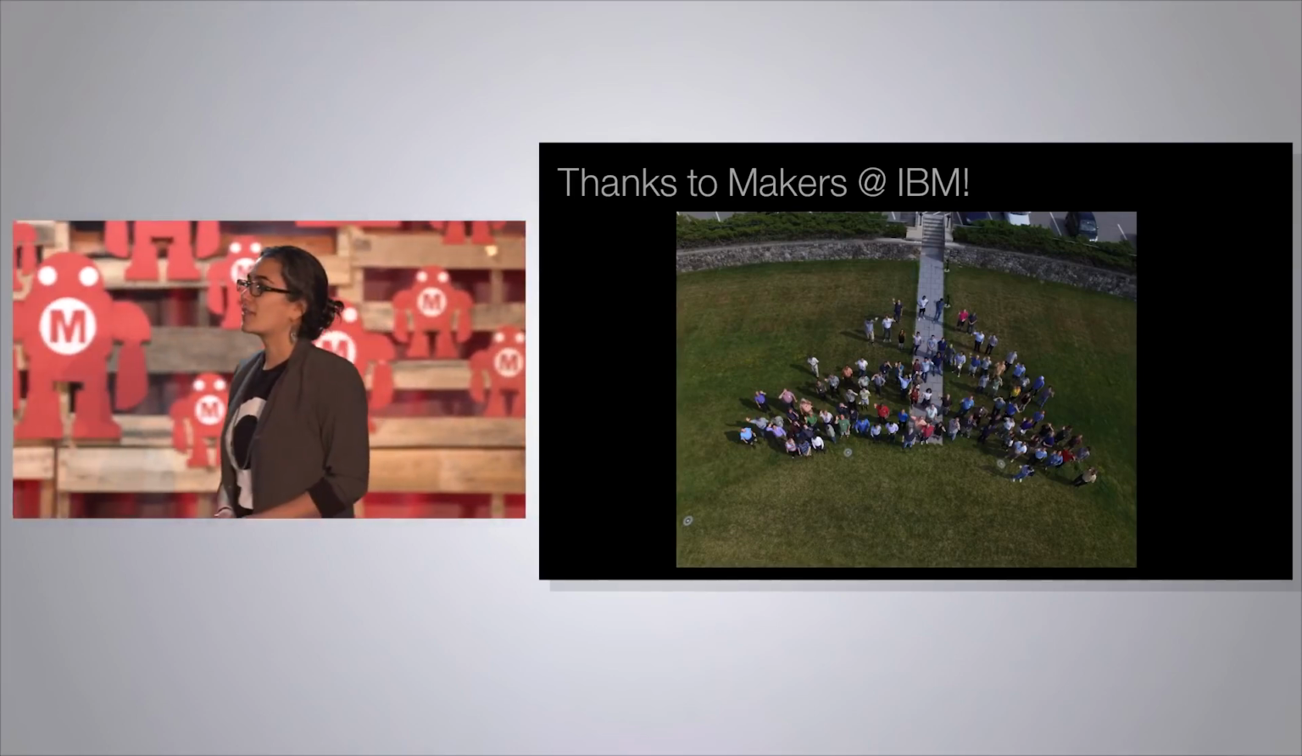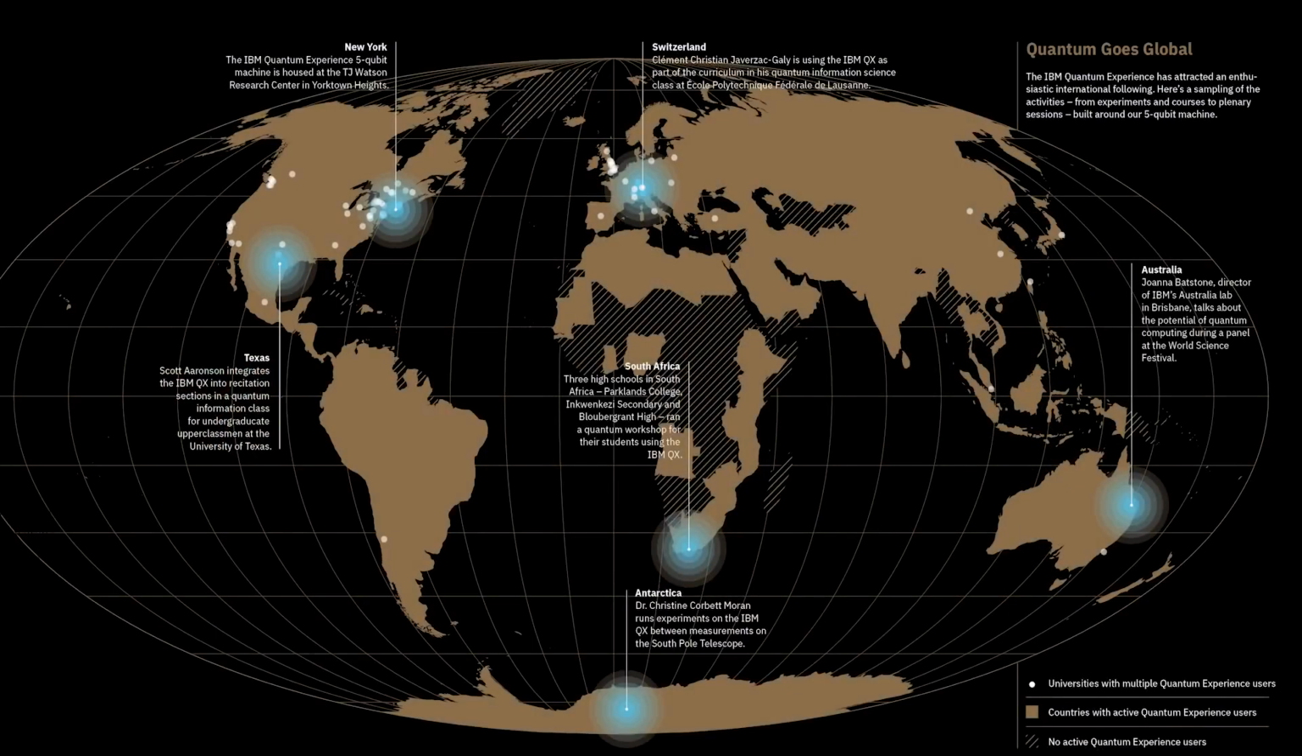Okay, and so what are people actually doing with it? We have over 45,000 users worldwide. This is a snapshot of some of them. The white dots represent some of the top universities with the most number of users in the quantum computer. A lot of universities are using it to teach.